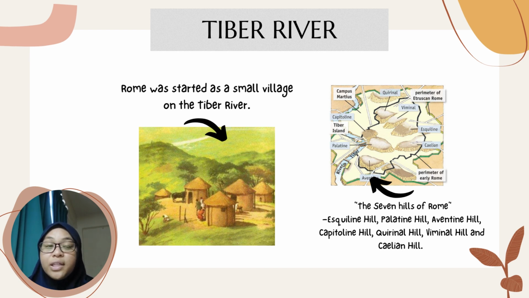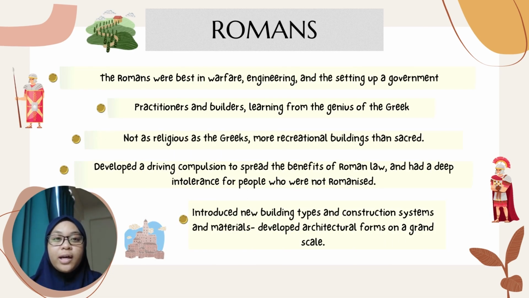As the next picture shows, the 7 hills around the Tiber made it hard for enemies to attack, and Rome grew as more people settled on those hills. This is why Rome also became known as the City of 7 Hills. The 7 hills of Rome are Esquiline Hill, Palatine Hill, Aventine Hill, Capitoline Hill, Quirinal Hill, Viminal Hill, and Caelian Hill.